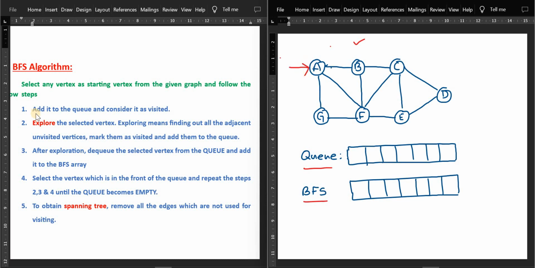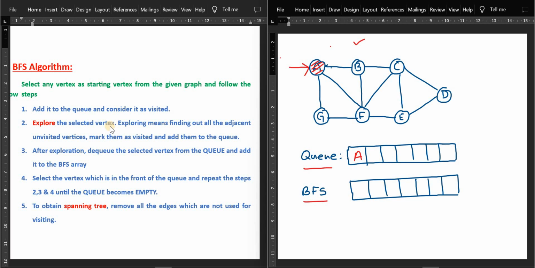Okay. Now see the first step. Add it to the queue and consider it as visited. That means first of all add this vertex A to the queue and consider it as visited. That means now I am going to draw these cross lines to indicate that the vertex is visited. So please note that when you see these lines here, red lines, it means that the vertex is visited.